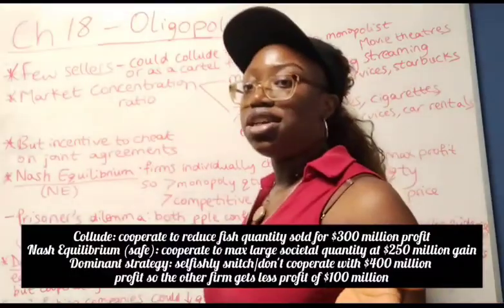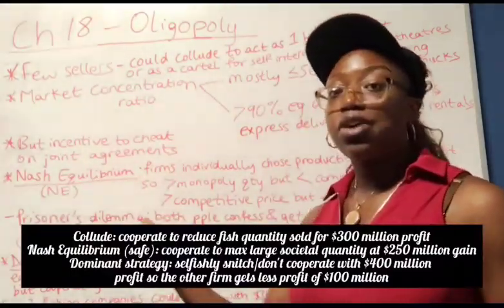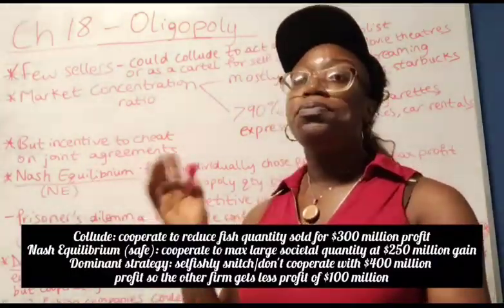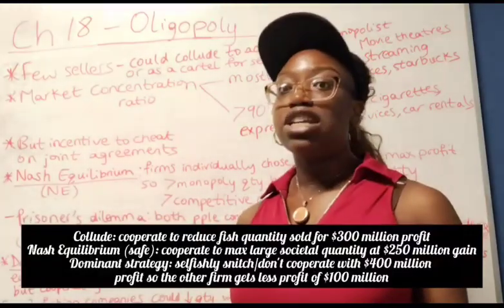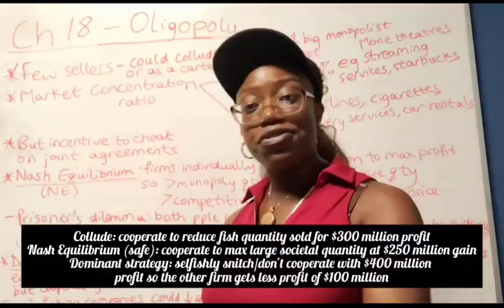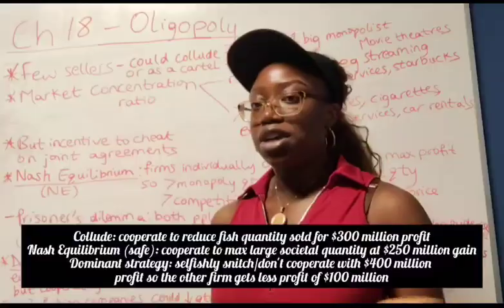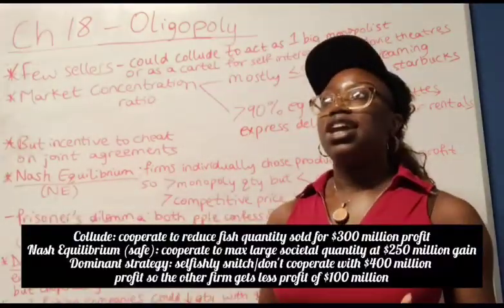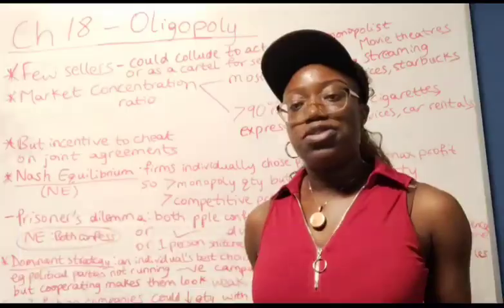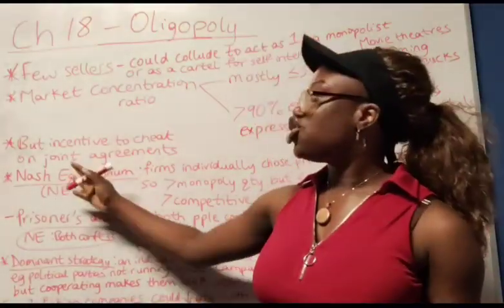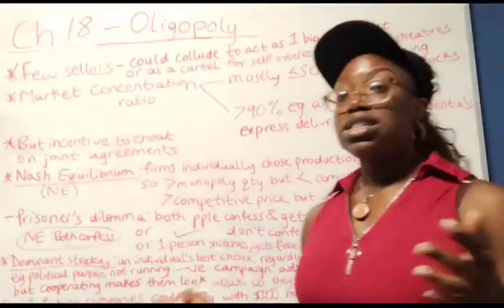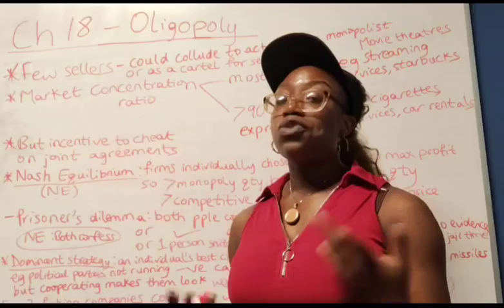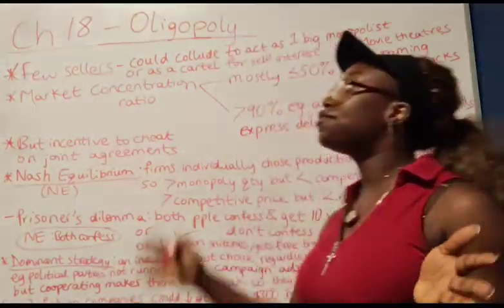The dominant strategy might be to cheat on the other company, and in that case, whoever decides to break away from the agreement would end up having as much as, let's say, $400 million profit as opposed to just $300 million, right? And whoever was sidetracked by the cheating company would end up making just maybe $100 million profit, right? So this is how the Nash equilibrium and the dominant strategy work together in terms of collusion decisions of oligopolists. That is pretty much it for chapter 18.